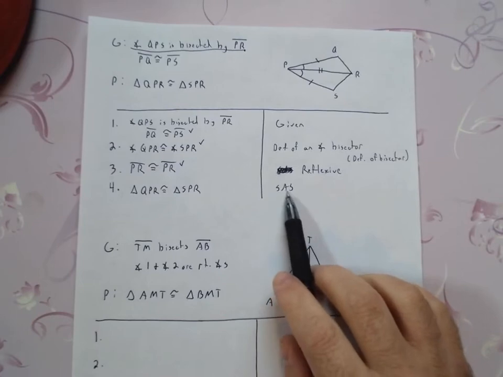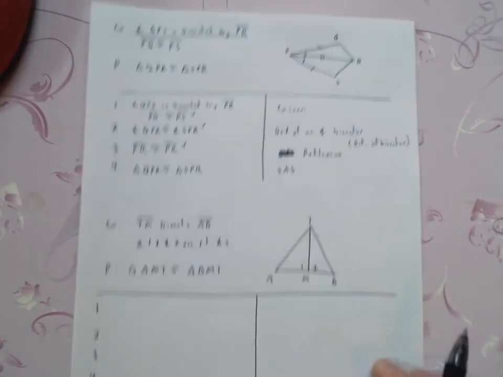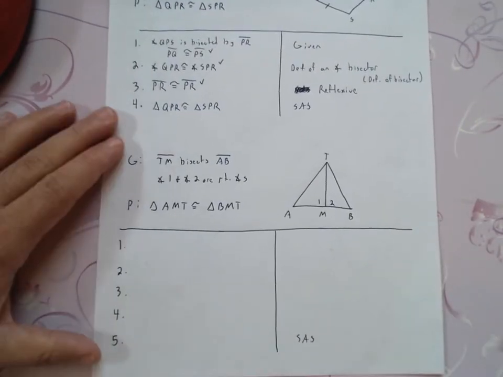And again, we got our checklist. Side, angle, side. Checklist. Side, angle, side. Good to go. All right, down below here.